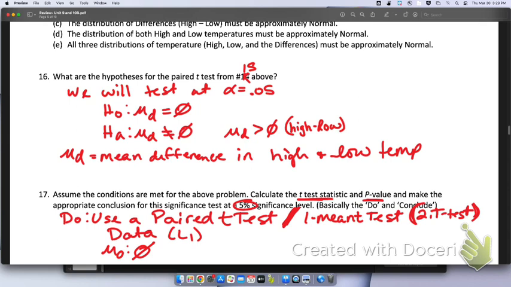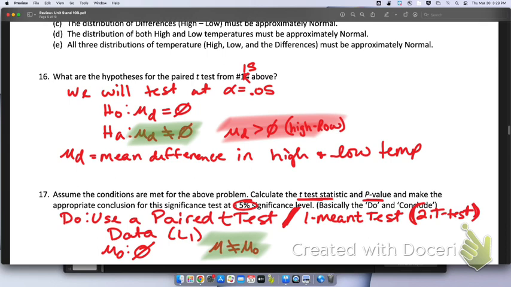Your list should be in L1. The frequency of that list is 1. And then if you guys will go ahead and select mu does not equal the claimed value of 0. And we'll talk about that one first, and then I'll tell you how that would change if you did the other one. So first I'll show you if it's this, and then we'll talk about the other one.